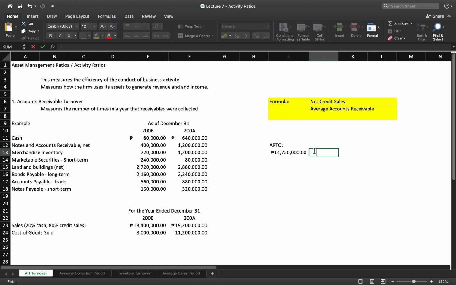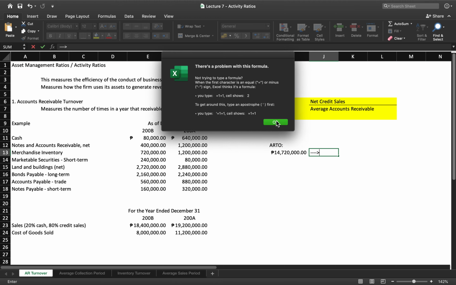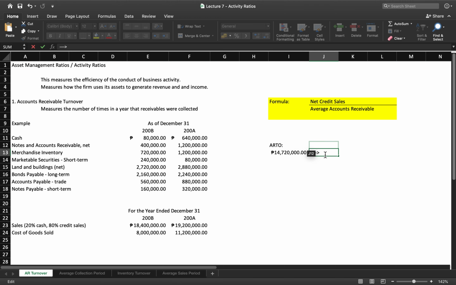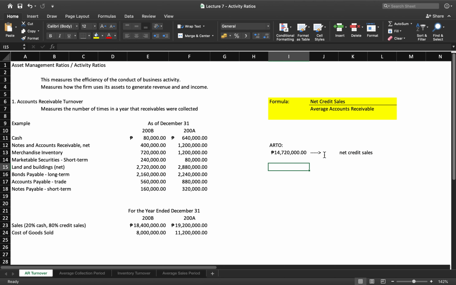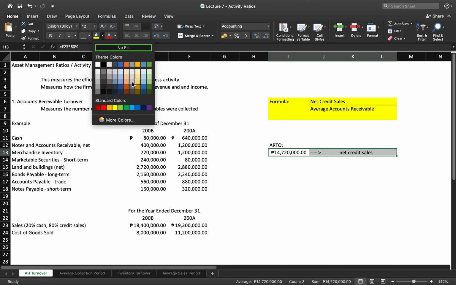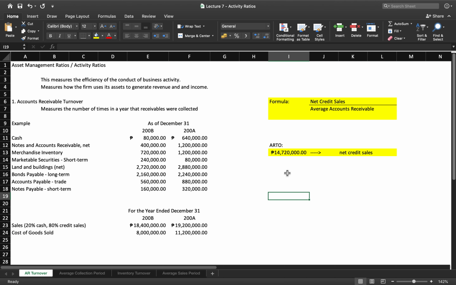This is our net credit sales. Okay. So we have successfully identified net credit sales, right? So let us now highlight this.